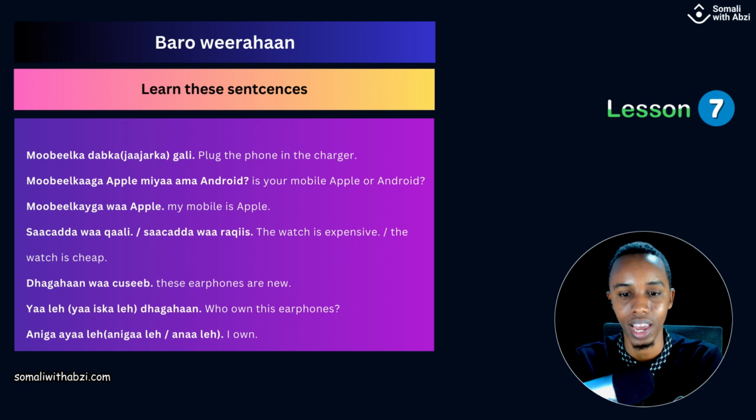The next one is yaleh. Yaleh in Somali means who owns. Some people go with ya iskaleh. It's fine. You can skip iska, or you can add yaleh, ya iskaleh. So I can say yaleh gurigan, who owns this house. Ya iskaleh gurigan, who owns this house. Yaleh mobilkan. Ya iskaleh mobilkan. Yaleh bugan. Ya iskaleh bugan, and so on.